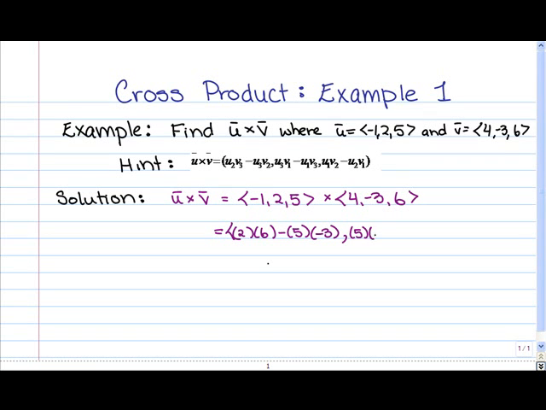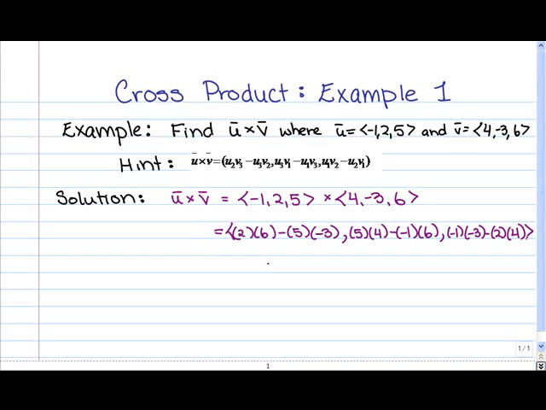the first component of v minus the first component of u times the third component of v. Lastly, for the third component of our cross product vector, we have the first component of u times the second component of v minus the second component of u times the first component of v.